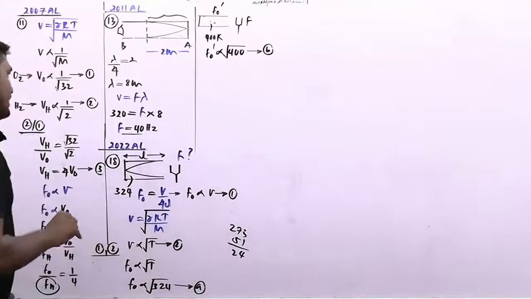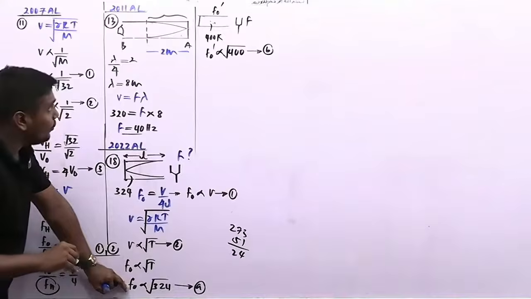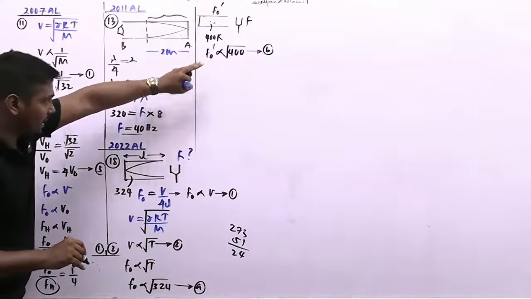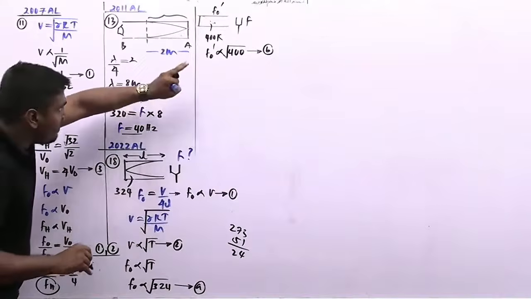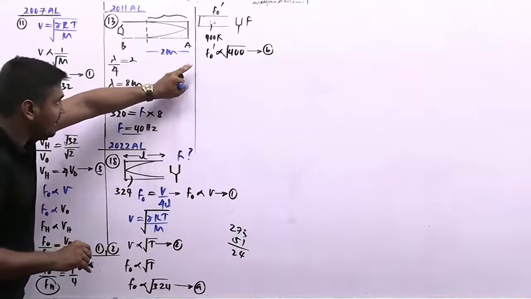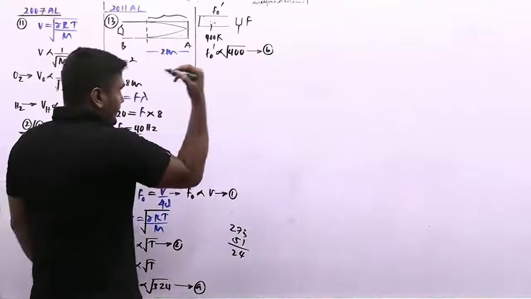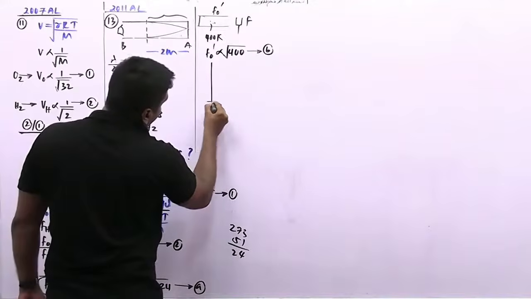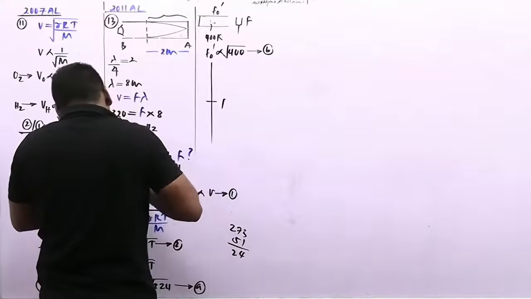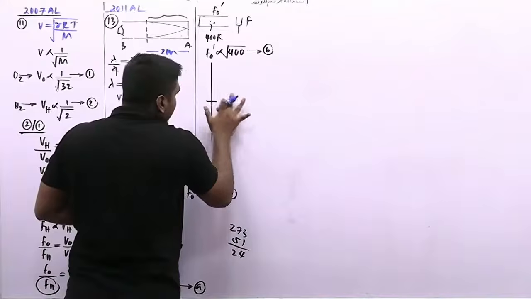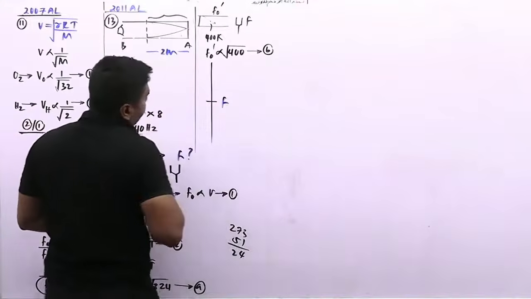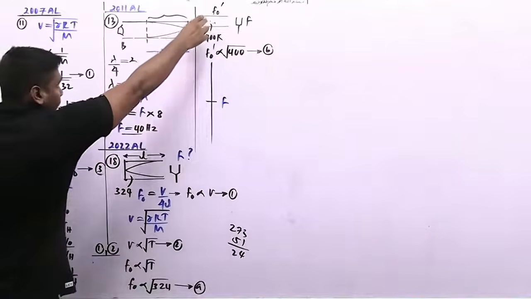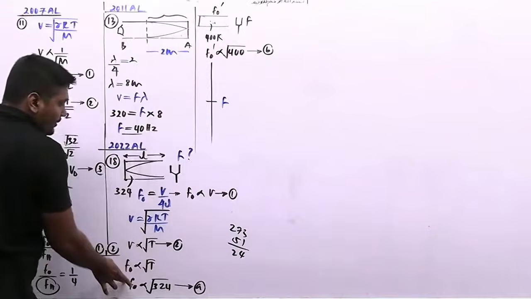Then which one is larger, F naught or F naught dash? F naught dash must be larger, because the larger the temperature, the larger the fundamental frequency. So F naught dash is larger than F naught. My target is to find the tuning fork frequency only. So we all know that F naught dash is greater than F naught.